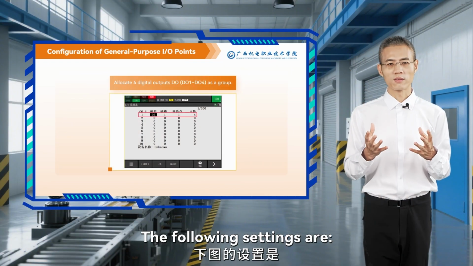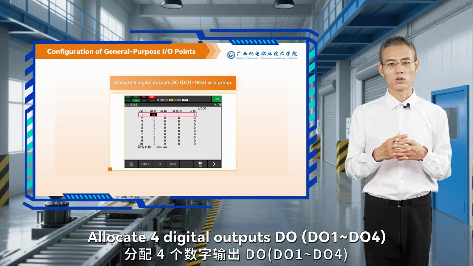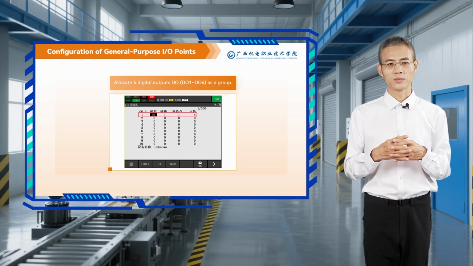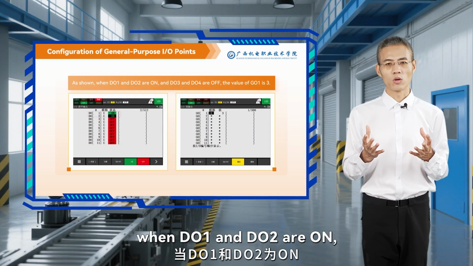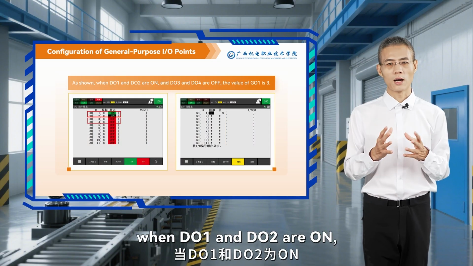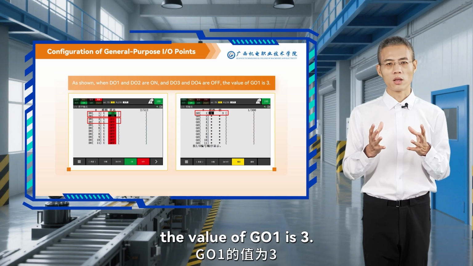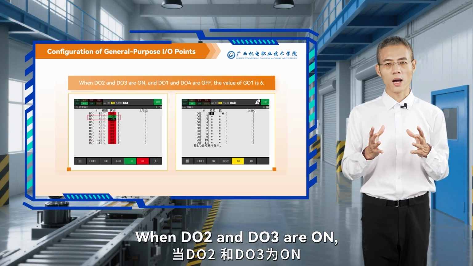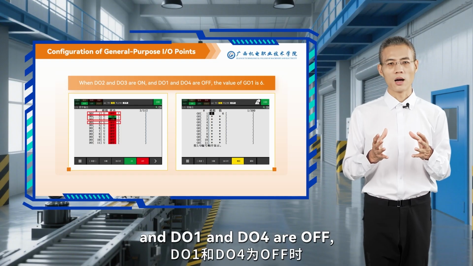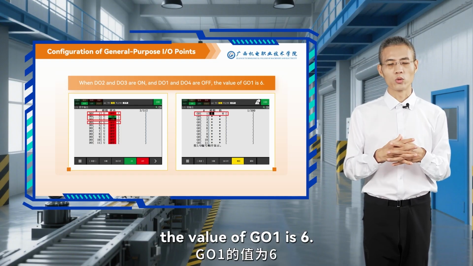The following settings allocate 4 digital outputs DO as a group. As shown, when DO1 and DO2 are on and DO3 and DO4 are off, the value of GO1 is 3. When DO2 and DO3 are on and DO1 and DO4 are off, the value of GO1 is 6.